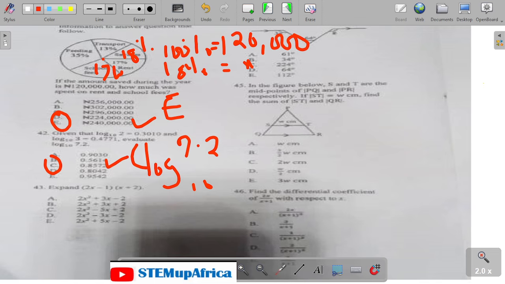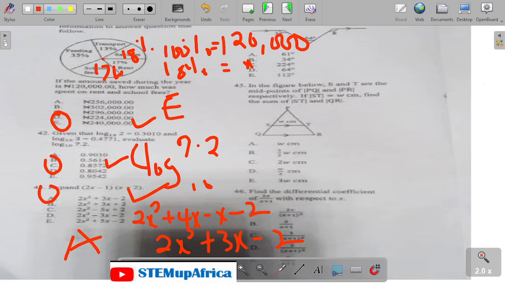Then we should expand this. I'm going to have 2x squared plus 4x minus x minus 2, which is 2x squared plus 3x minus 2. That is option A.